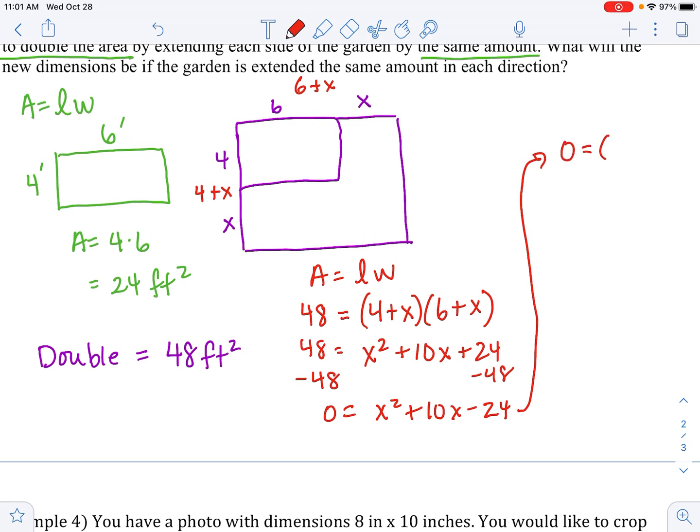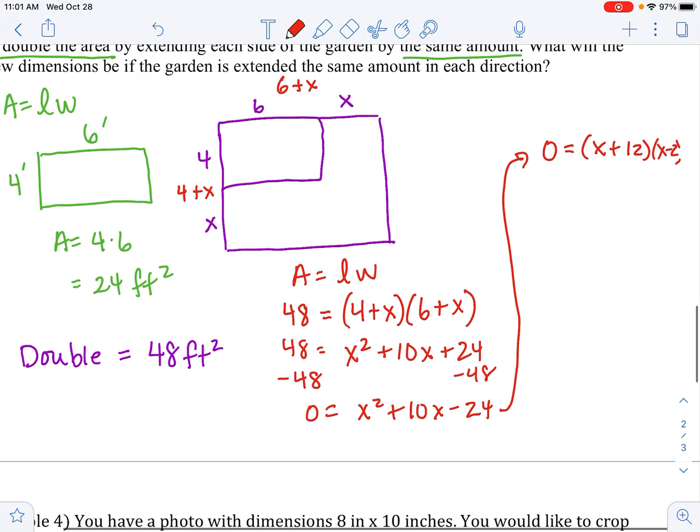So this is going to be x plus 12 and x minus 2. Again, choose your own method that you like. You can always use quadratic formula if that's what you're comfortable with. Set these equal to 0. x equals negative 12, and x equals 2.